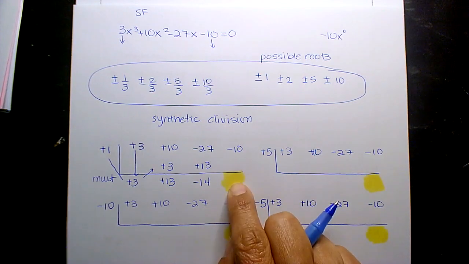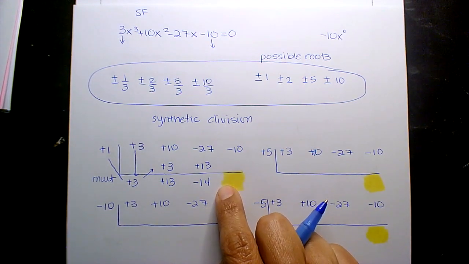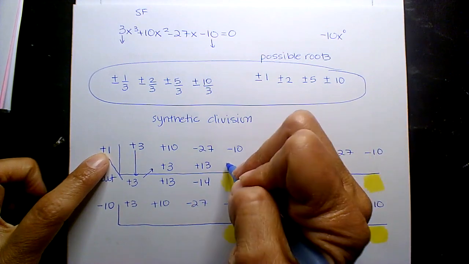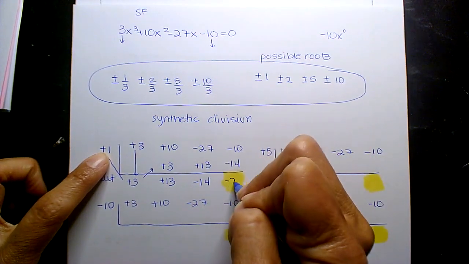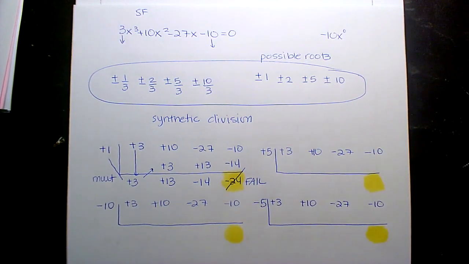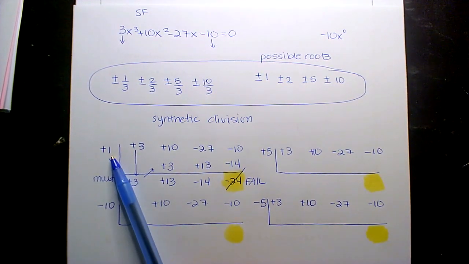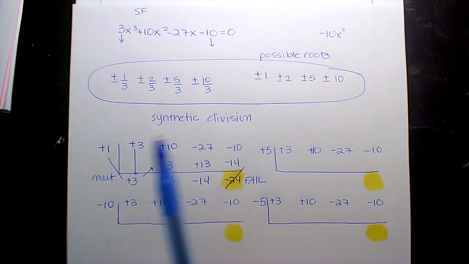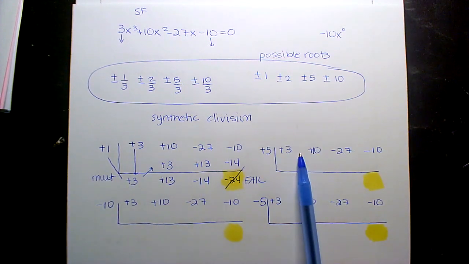And now you can see it's going to fail. So some students would just stop, but we'll keep going. What's 1 times negative 14? Negative 14. And I get negative 24, and so this is a fail. It's not a root. The function is not crossing the y-axis at positive 1. That's what that means. It's crossing elsewhere. Try the next one. Keep going.